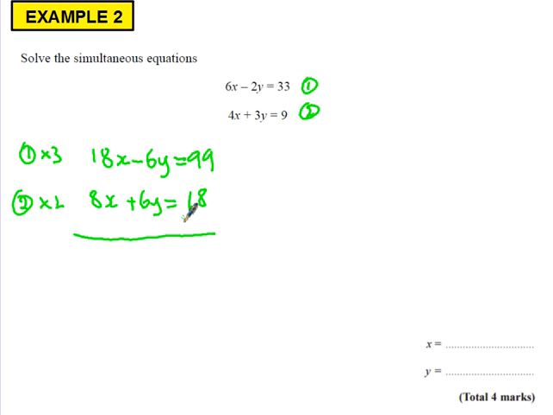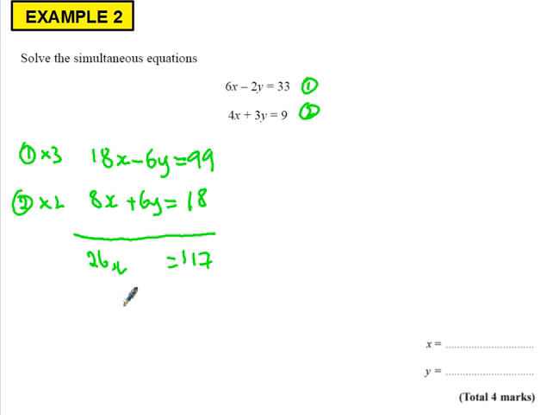Before, we had to subtract to get rid of the y's in our equation. This time, because they're opposite signs, I can add them. So let's show you what happens when we add them. 18x add 8x gives us 26x. When I add negative 6y to positive 6y, we get 0, which is what we're trying to do. We're trying to eliminate either x's or y's. 99 add 18 is 117.